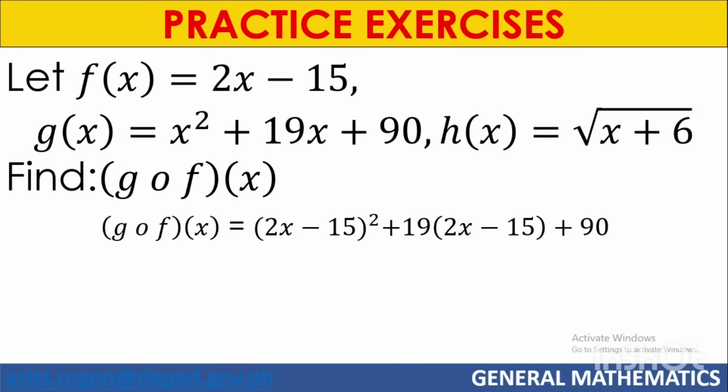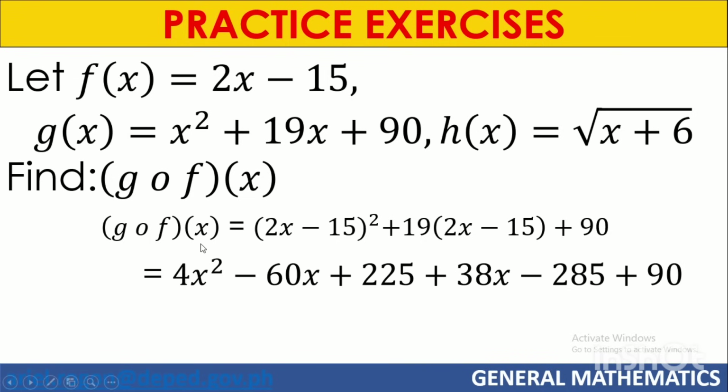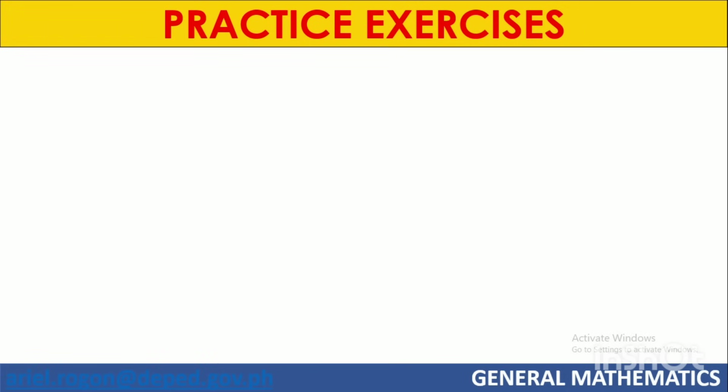Yung mga x natin, papalitan natin ng 2x minus 15. Okay? Square the binomial. So, we square the binomial and applying the distribution law or the distributive property, we come up this 4x squared minus 60x plus 225 plus 19 times 2x is 38x. 19 times negative 15 is negative 285 plus 90. So therefore, by simplifying, the final answer is 4x squared minus 22x plus 30.